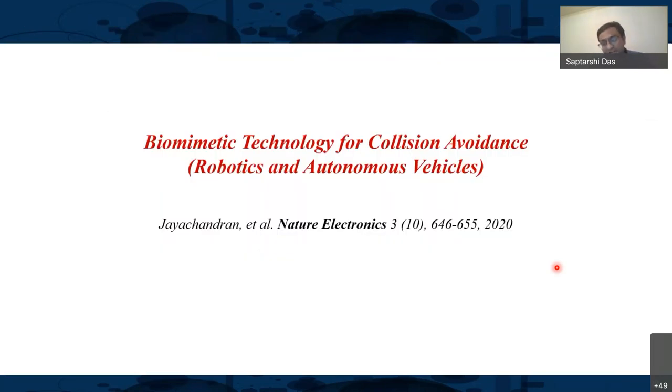Now, with these capabilities, what I have told so far is that in our devices, we have been able to combine sensing, storage, and compute all together. And now I'm going to show you a real life example of where it can be used. Here is what we have done: a biomimetic technology for collision avoidance. Collision avoidance is very important for robotics as well as autonomous vehicles and drones. When drones or autonomous cars are moving around, they have to avoid collision.